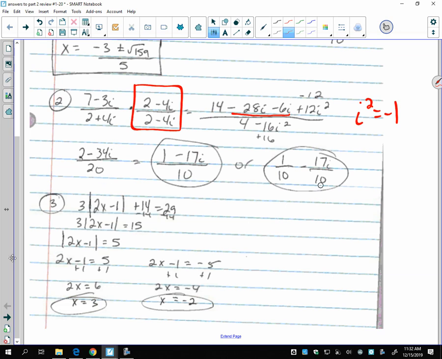The answer key gave you this, but I hope you realize those are the same answer. One is just one fraction, and one is broken up as a plus bi, where this is the real part, this is the imaginary part. But both answers are acceptable, okay?